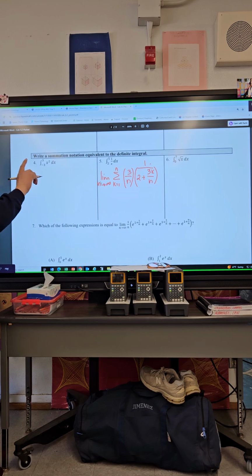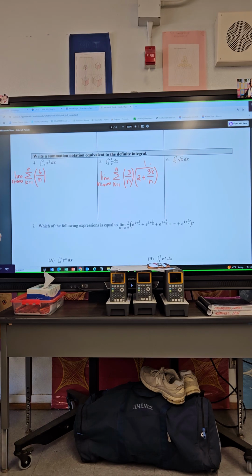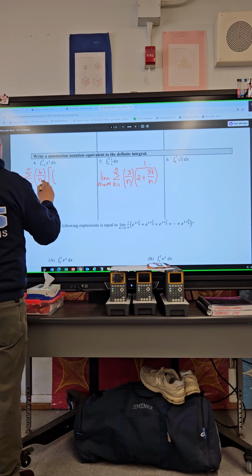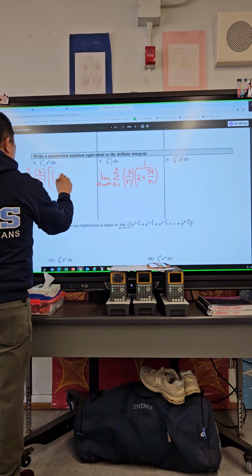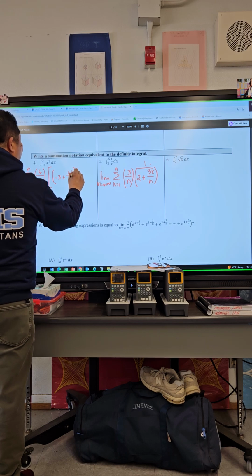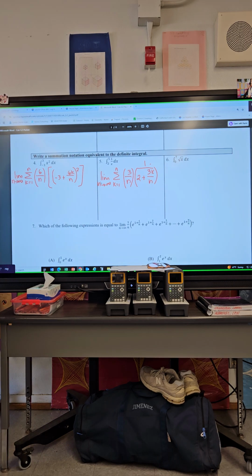So finally, I'm gonna rewrite to make it clear. So for number 4, we have the limit as n approaching infinity of the sum from k equals 1, and then we have 6 over n, right? Then this one should be negative 3 plus 6k over n, squared. Okay?